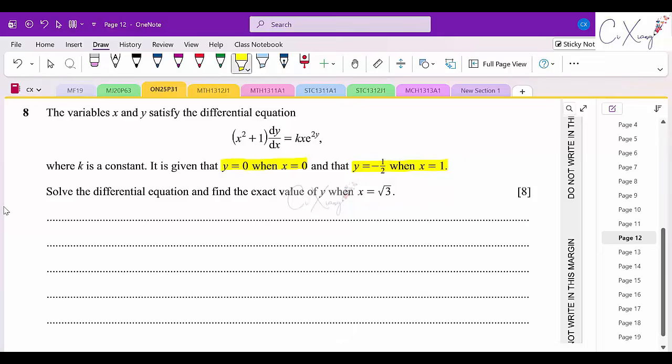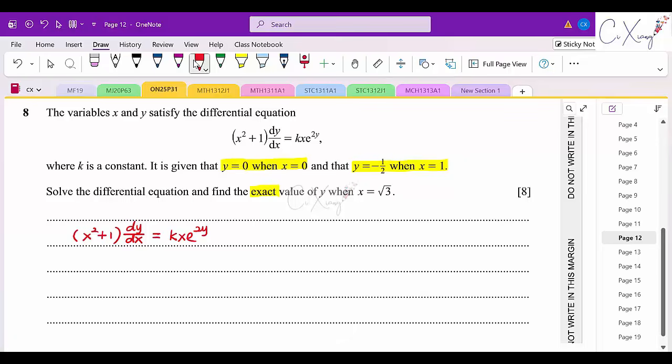Right. They want you to solve the differential equation and find the exact value of y when x equals 3. So the final answer should be the exact value of y when x equals 3. Of course, you have to solve the differential equation first. When we are talking about differential equations in our syllabus, we are having something very basic where all the differential equations are separable. Separable means that you can separate all the variable x to one side and all the variable y to the other side.